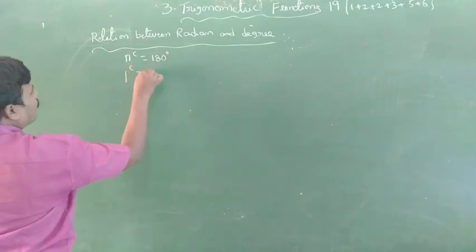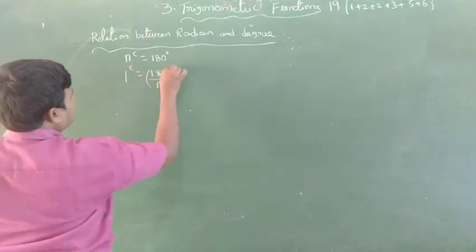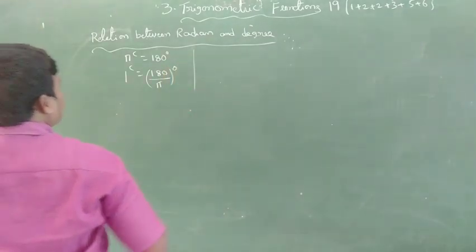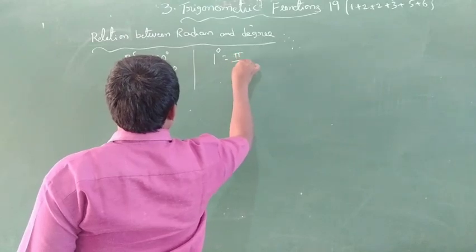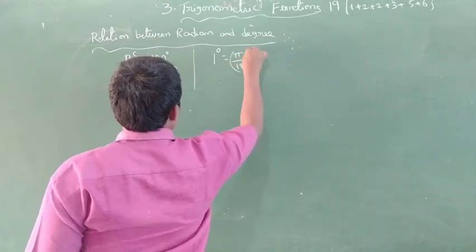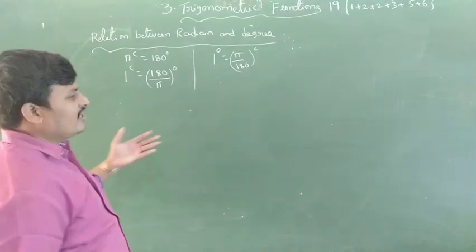1 radian is equal to 180 by pi degrees. So 1 degree is equal to pi by 180 radians.